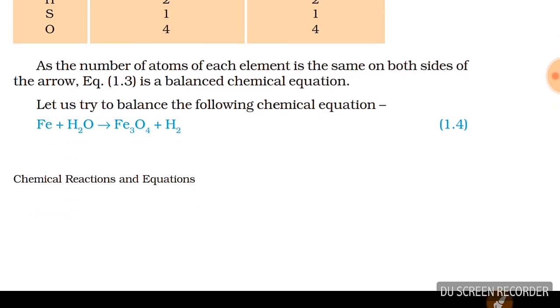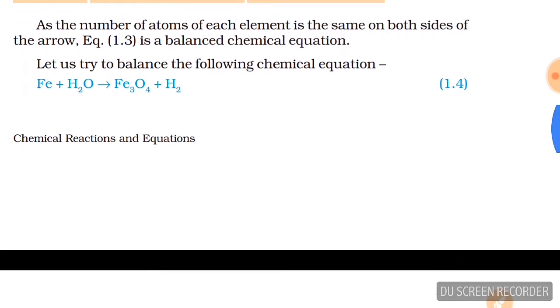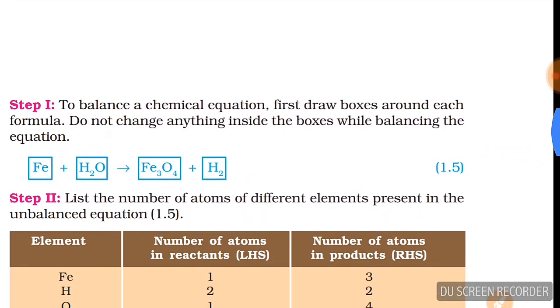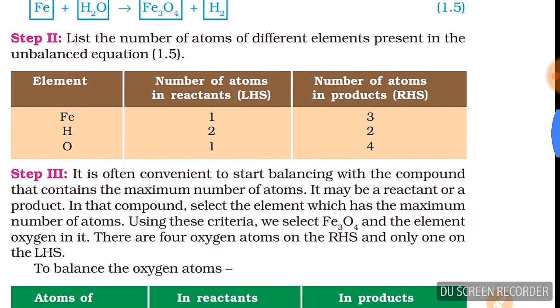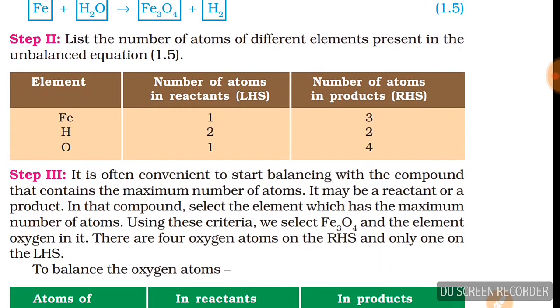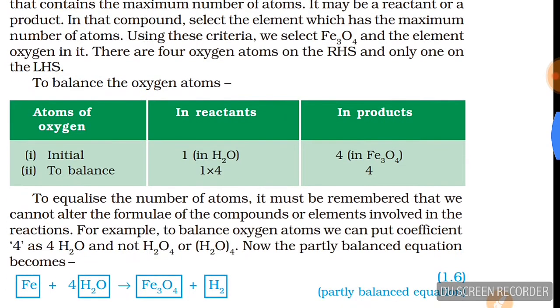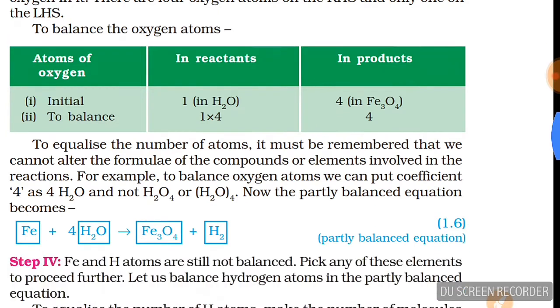But the next equation, Fe plus H2O giving Fe3O4, here we see that the equation is unbalanced and they have given some steps to balance it. These steps may change from equation to equation, and you need to multiply the elements by some whole numbers, and you can divide even, so that the number of atoms of the particular element is the same both on the reactant side as well as on the product side.